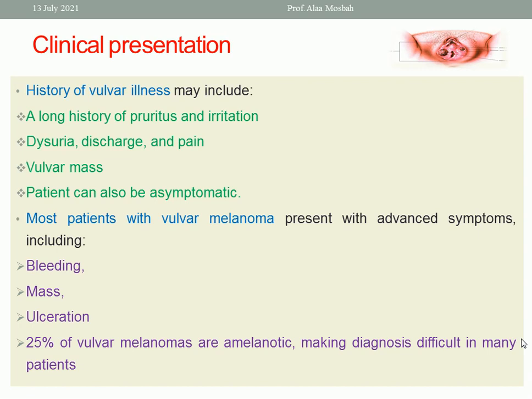Most patients with vulvar melanoma present with advanced symptoms of bleeding, mass, ulceration. In 25% of vulvar melanoma, you'll be surprised that they are amelanotic, which makes the diagnosis difficult in many patients.